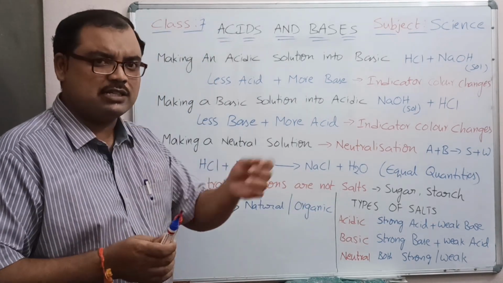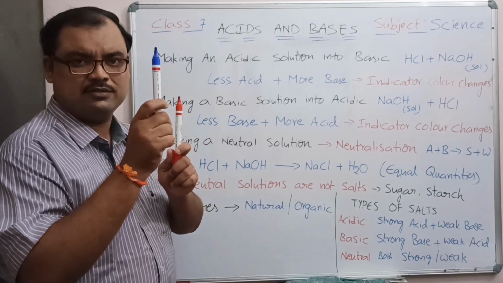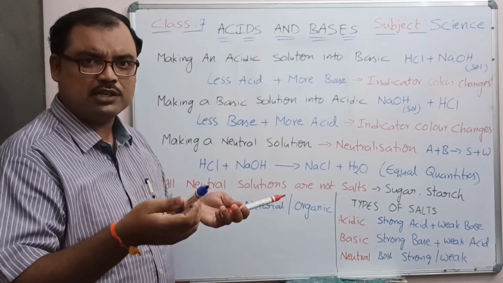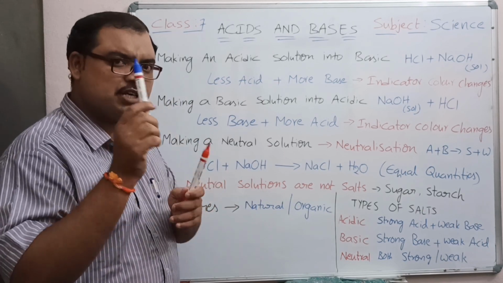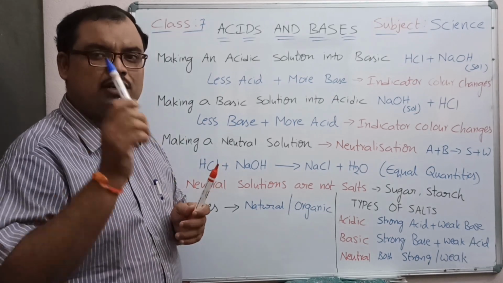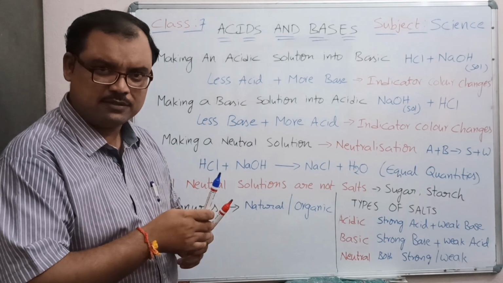Okay, now take in reverse. Take a strong base and take a weak acid. Now this is also a salt, but it will be slightly basic. So the salt formed here is basic salt, because the base is stronger than acid.